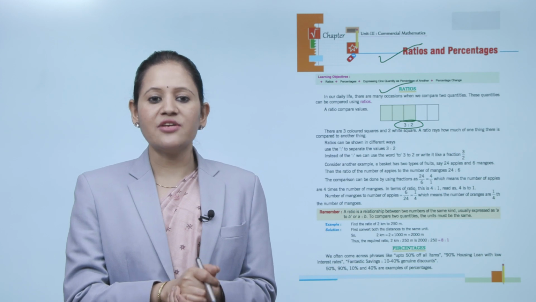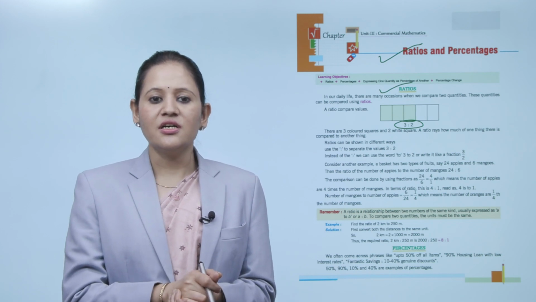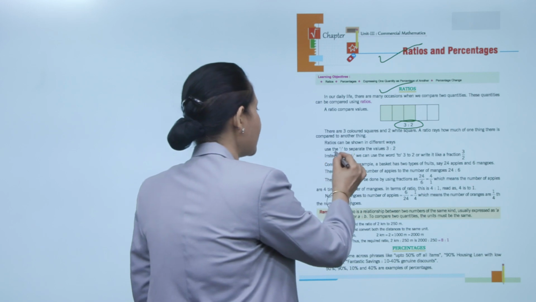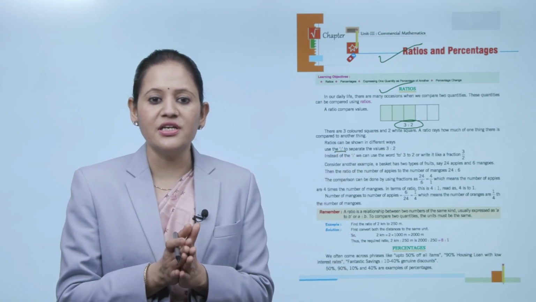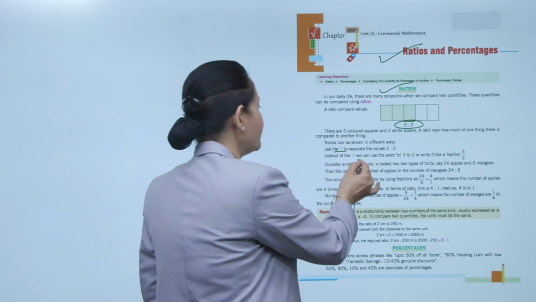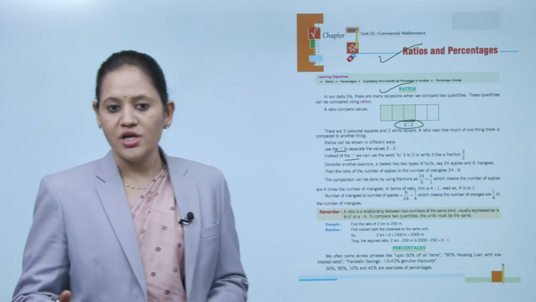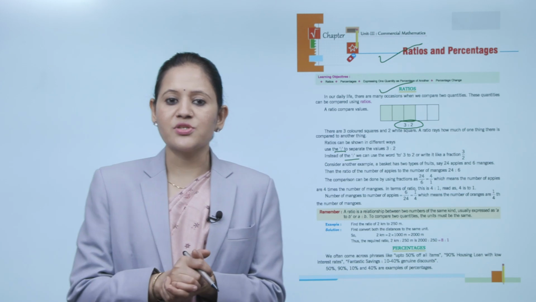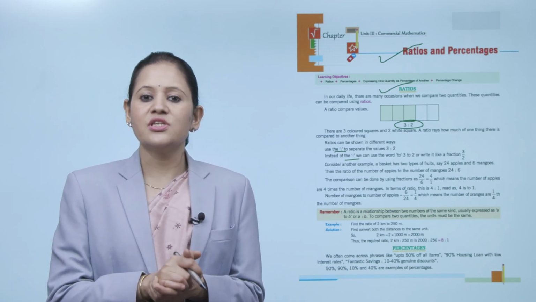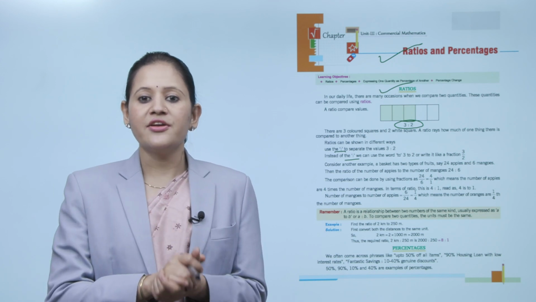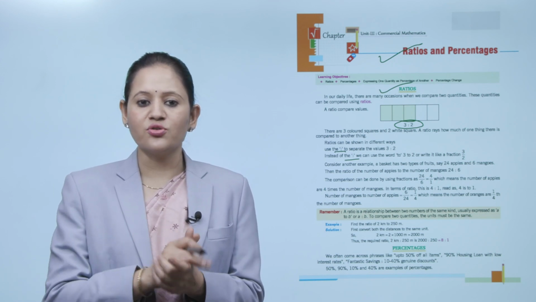Ratio can be shown in different ways. Use this sign of ratio to separate the values, 3:2. Instead of this, we can use the word "to". Ratio की जगह हमें "to" भी use कर सकते हैं. Clear? So we can use the word "to", 3:2, or write it like the fraction 3/2.